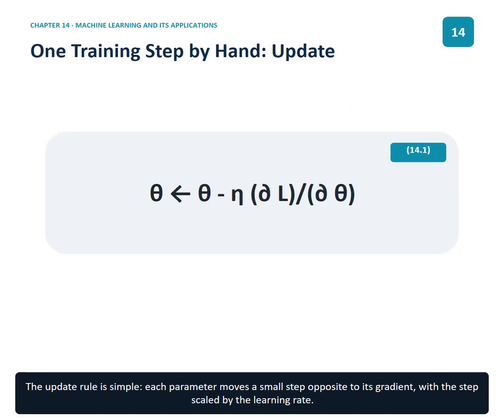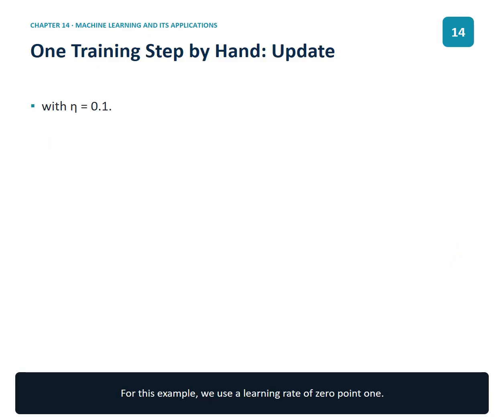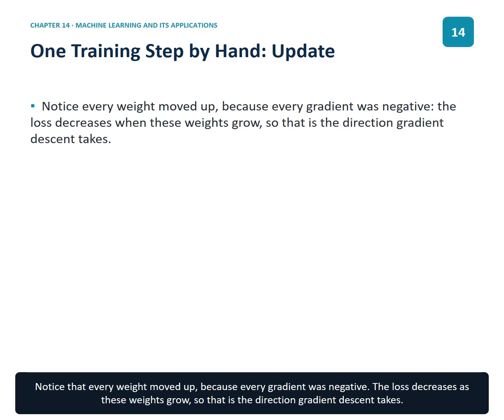The update rule is simple. Each parameter moves a small step opposite to its gradient, with the step scaled by the learning rate. For this example, we use a learning rate of 0.1. Notice that every weight moved up because every gradient was negative. The loss decreases as these weights grow, so that is the direction gradient descent takes.